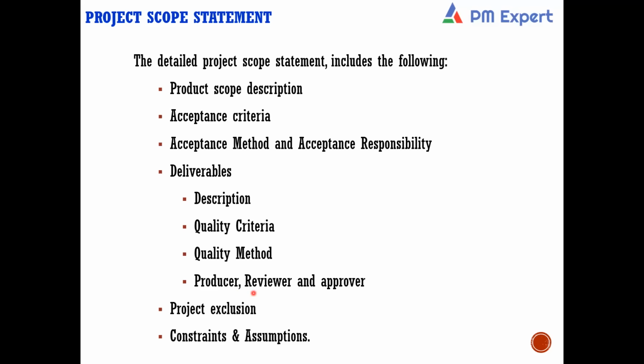Now, tell me one thing. If at a project level, you have a clearly defined acceptance criteria, acceptance method, and acceptance responsibility, and at deliverable level, for every deliverable, you have clearly defined quality criteria, quality method, along with who will produce it, who will review it, and who will approve it, right? Will this prevent you from incorrectly scoping the project or not? Tell me, with all these things, the chances that there would be any ambiguity regarding the scope will be minimum or not? Yes or no? What do you think? Yes. Or what do you think?